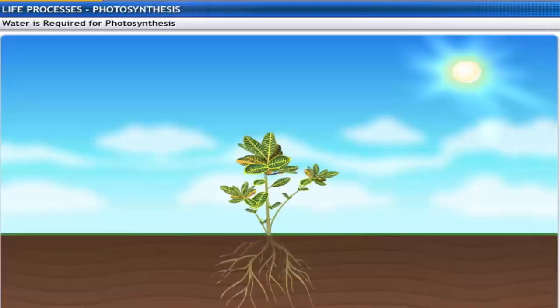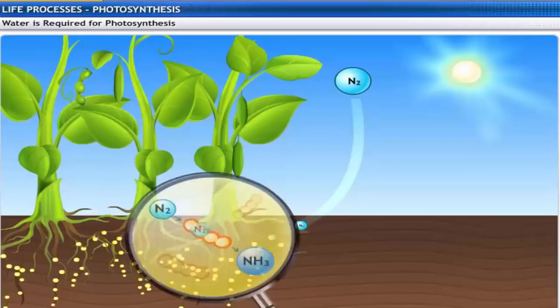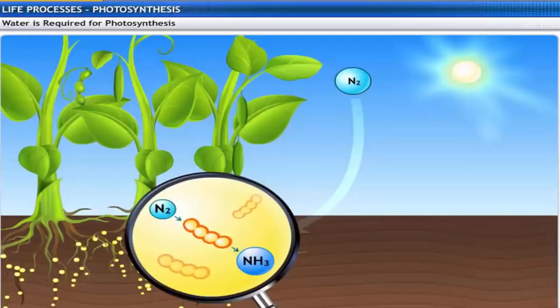Apart from water, plants also absorb nutrients like nitrogen, phosphorus, iron, and magnesium from the soil. Nitrogen is taken in by plants in the form of inorganic nitrates or nitrites. Bacteria convert atmospheric nitrogen during nitrogen fixation, which are then utilized by the plants in the form of ammonia.